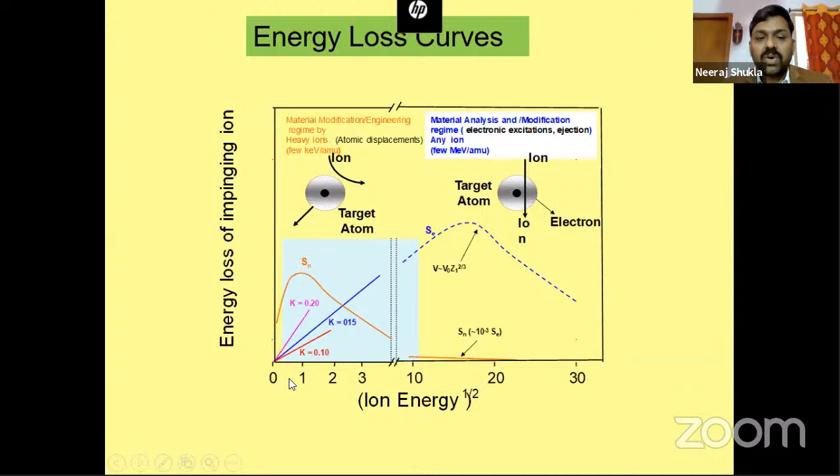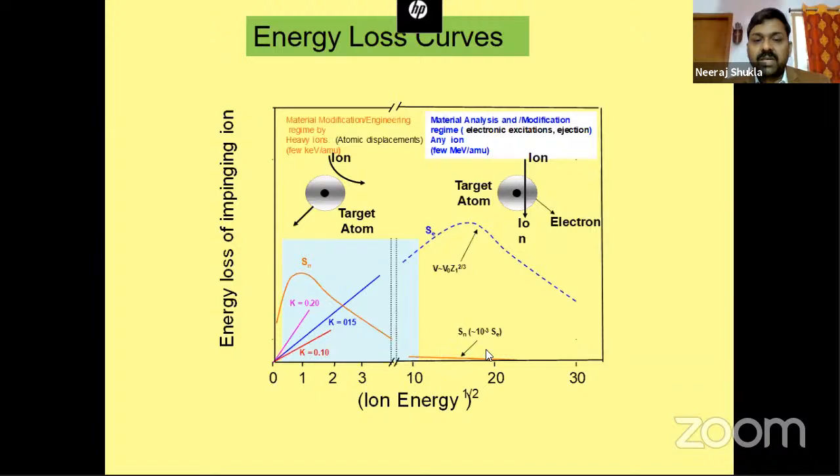Initially, at lower energies, nuclear energy loss is more dominant, meaning the projectile loses all its energy to the nucleus. When the energy of the ion is very large, comparable to the velocity of the electrons orbiting around the nucleus, then the impinging ion loses its energy to the electrons. So the idea is that if you have to make an implantation, you have to be in the high energy zone.